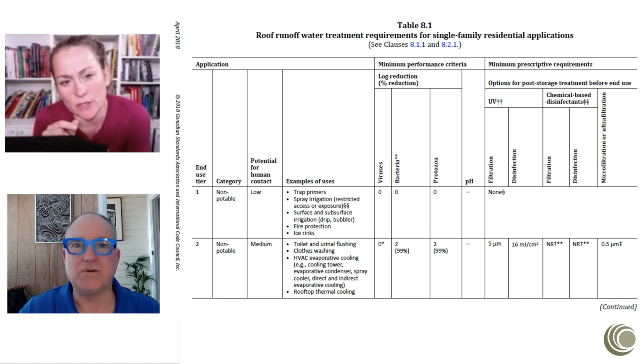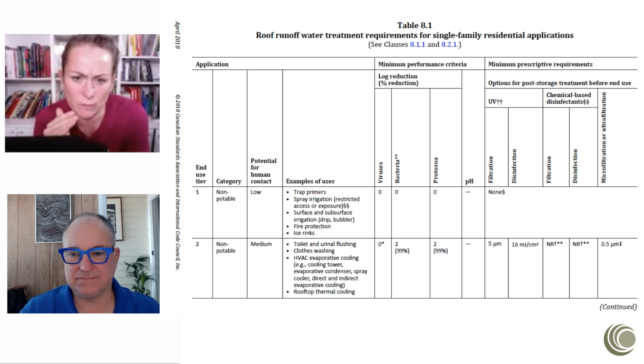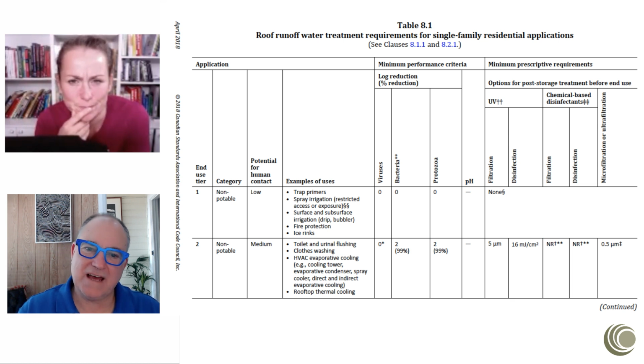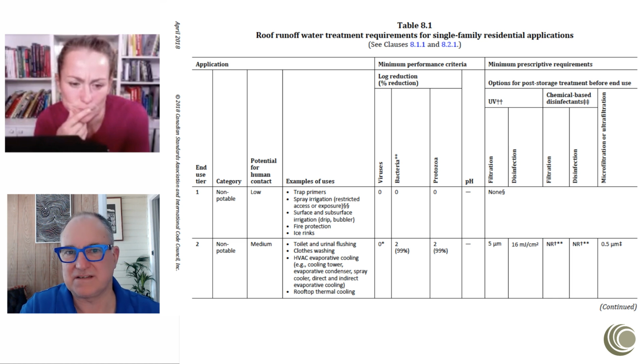But back to if you as a designer want to go for the minimum performance criteria instead of the minimum prescriptive requirements, how do you navigate this log reduction, or what do you choose as your starting point? It seems to have this assumption that there'll be excessive counts of everything in rainwater, which simply don't exist, but do exist in utility treatment plants, but they don't exist in rainwater harvesting systems.